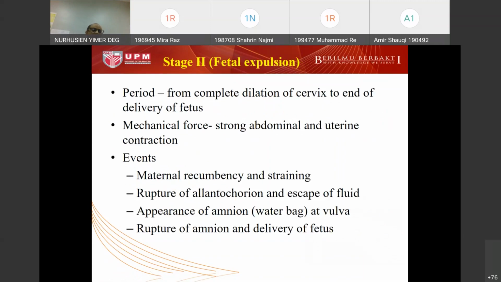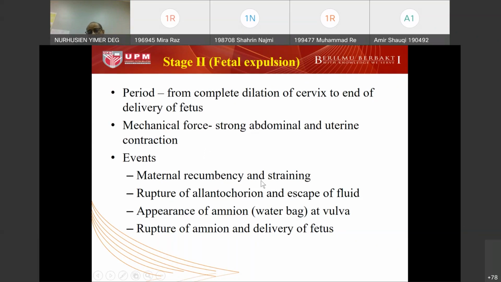So stage 2. What do we have in stage 2? As I said, this is mainly characterized by expulsion of the fetus. The period obviously continues from stage 1, which is marked by the complete dilatation of the cervix. So once you have the cervix completely dilated, right from that time until the end of the fetus delivery, that is the period for stage 2. During this time, you will still have that mechanical force of contraction from the uterus as well as from the abdomen, so you will see abdominal contraction also being visible during this stage. All right, and what other events do we have during this time?